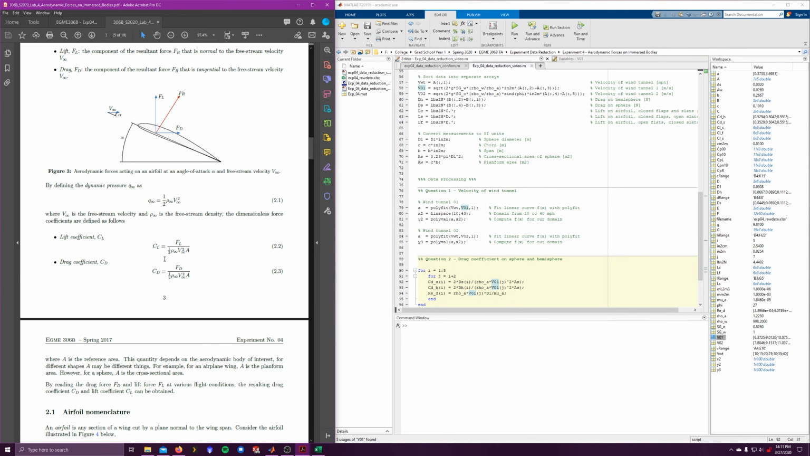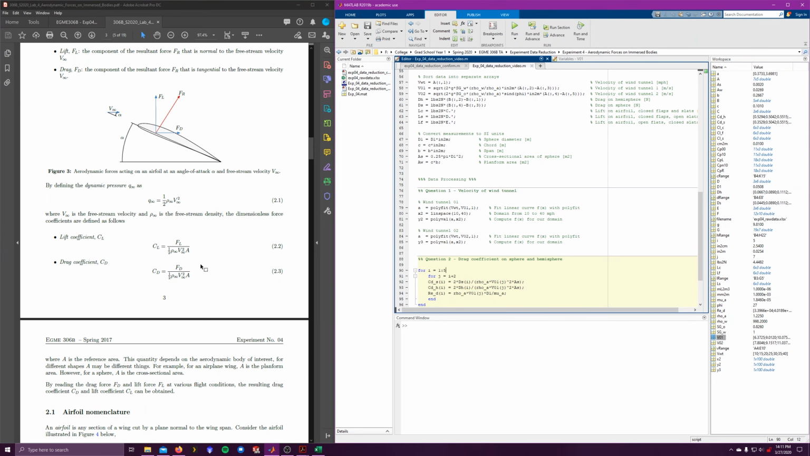Okay, so we need to find the drag coefficient. That's just 2 times the drag that we recorded in the lab, divided by the density of air multiplied by the velocity of the first wind tunnel squared, and then multiplied by the cross-sectional area of the sphere.